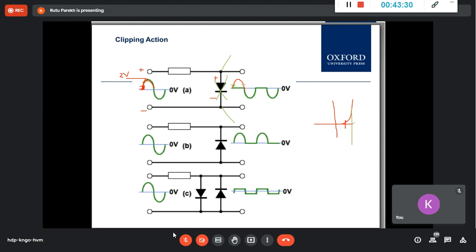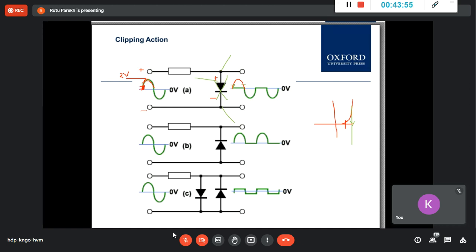Conducting 0.7. Even if it is 100 volt here, what will change is this I, depending on this, which is fixed. Let's say this is 100 volt, then (100 minus 0.7) divided by R is your current flowing. If this is 10 volt, then (10 minus 0.7) divided by R is the current flowing. But this is 0.7 volt.